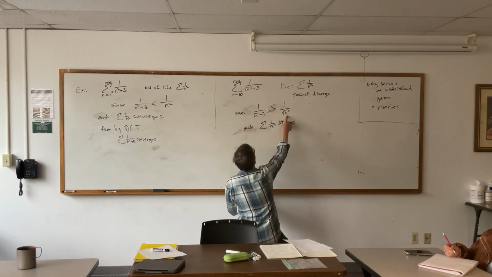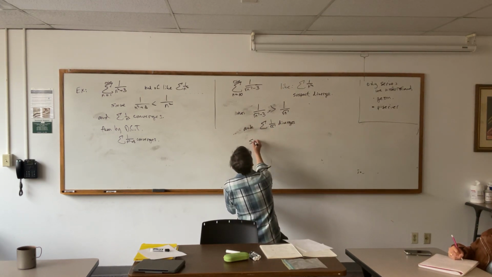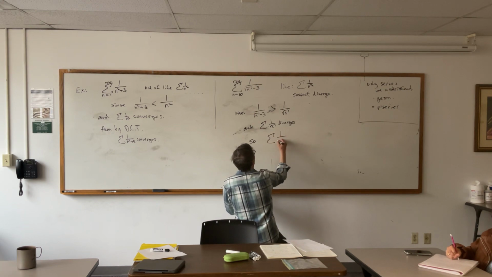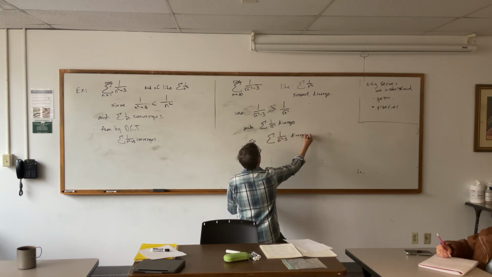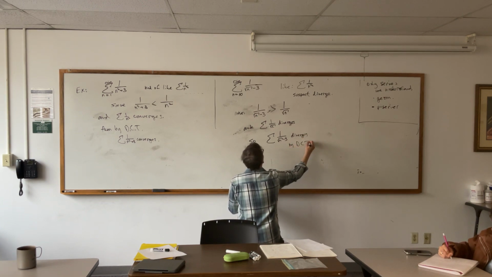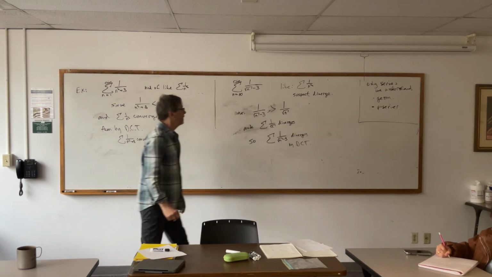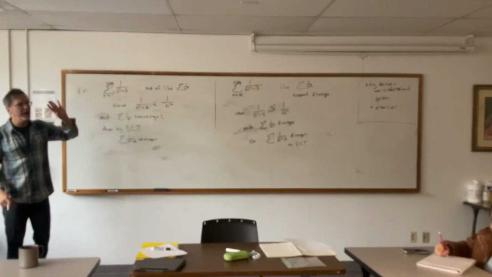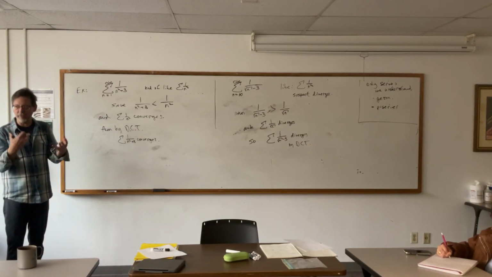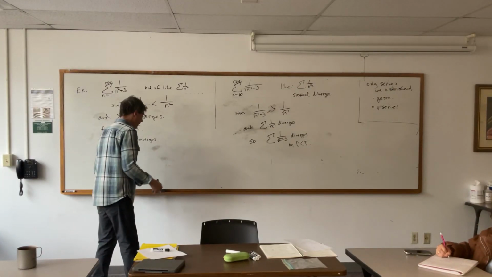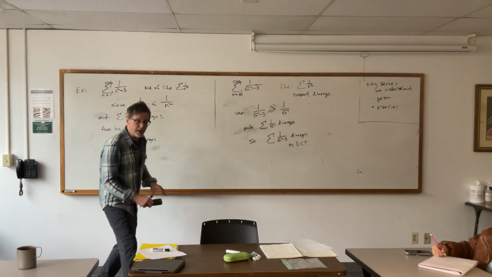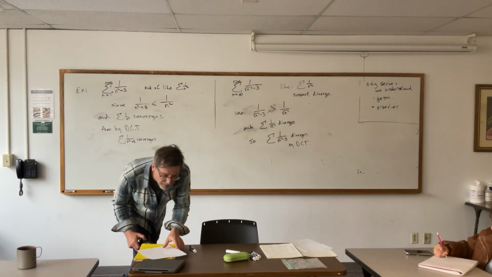So this is true. This diverges. So this series must add up to more than our given series by the DCT. And that's all you need. You don't have to write an opus, just a couple lines of reasoning are going to help with that. Any questions on that, my friends?